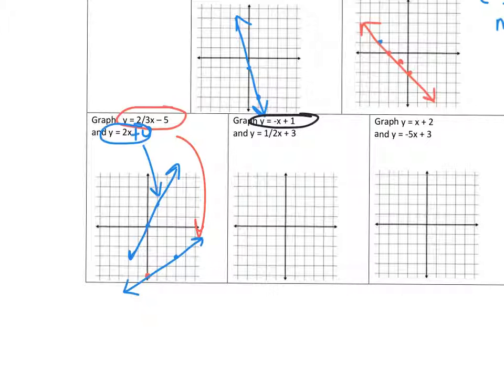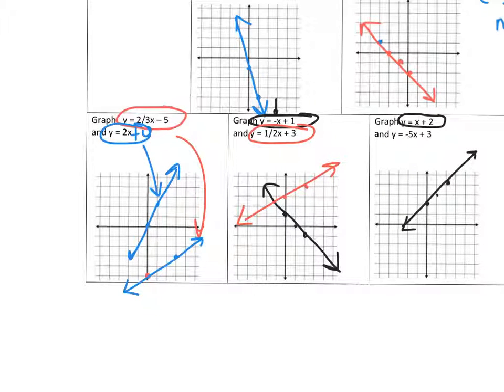For this one, I'm going to start at 1, because that's my y-intercept, and my slope is -1, because the coefficient of -x is -1. So down 1, right 1, down 1, right 1. The second line, I'm going to start at 3 and go up 1, right 2. For the last couple, this one, I'm going to start at 2, because that's the y-intercept, and go up 1, right 1, because the coefficient of x is 1. And then the second line, I'm going to start at 3 and go down 5, right 1.